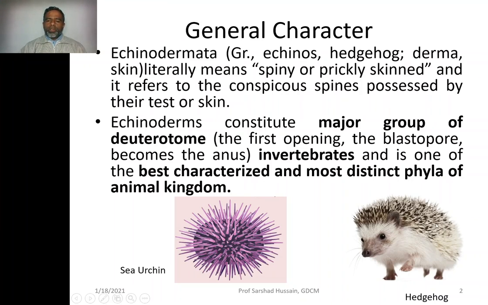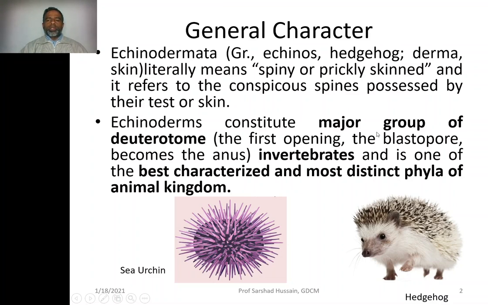This is the picture of a hedgehog. It is a mammal. And this is the echinoderm. Because the outer appearance of the sea urchin, or the echinoderm, resembles the hedgehog mammal, which has spines. So the spiny appearance of the skin resembles the hedgehog, hence the name. It literally means spiny or prickly skinned animals, and it refers to the conspicuous spines possessed by their skin.